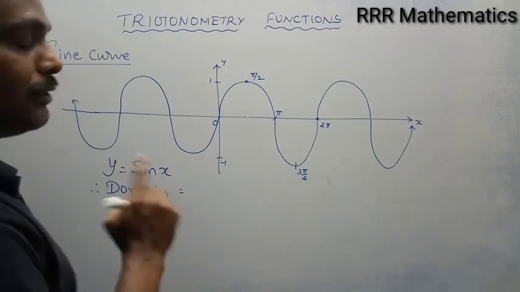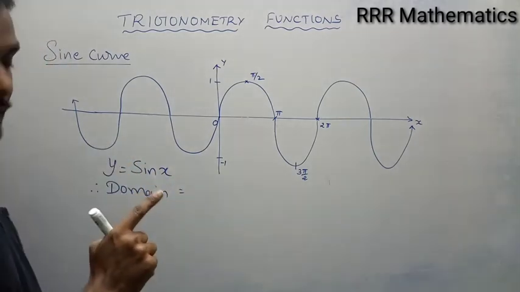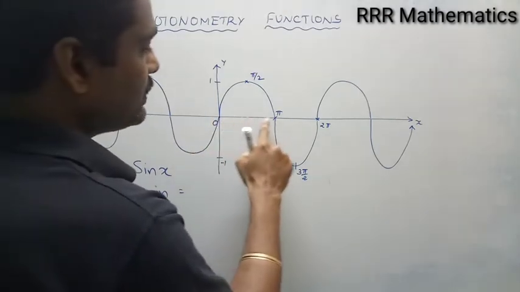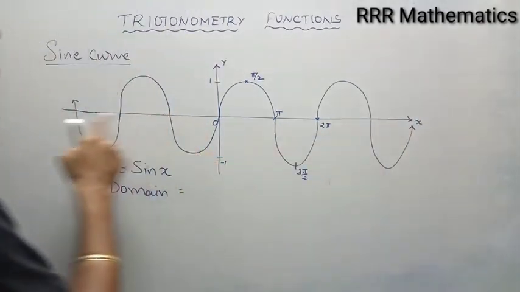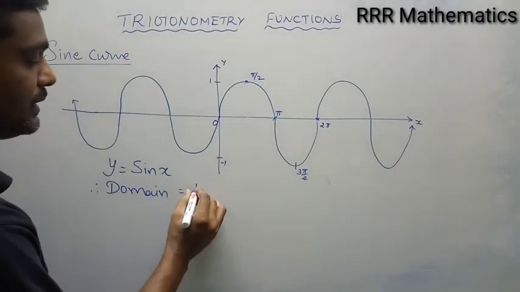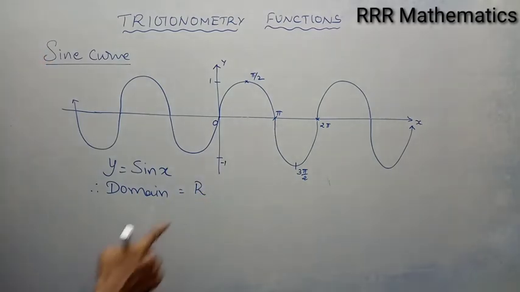What about the domain? Domain is nothing but the input x. What is the value of x? 0, 1, 2, 3, etc. It goes to this end and this end. So in this case, the domain is R, the set of all real numbers. Range.